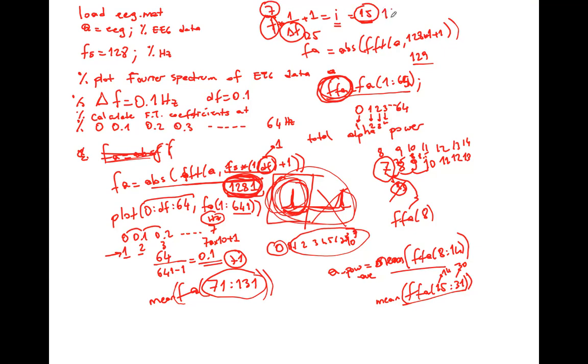My 16th value corresponds to, Kürşat? 7.5. 17, 8. Okay? 18, 8.5.